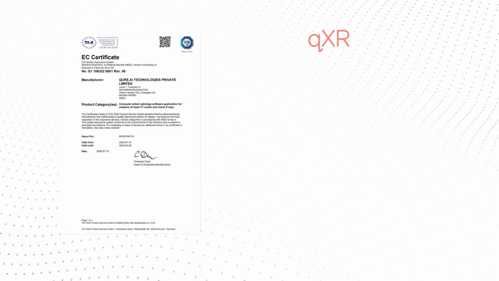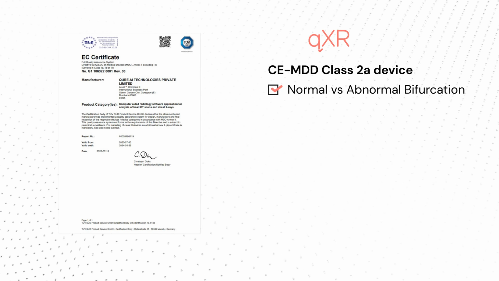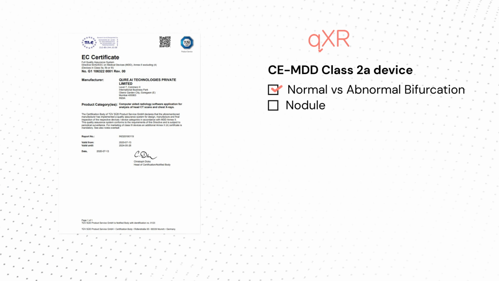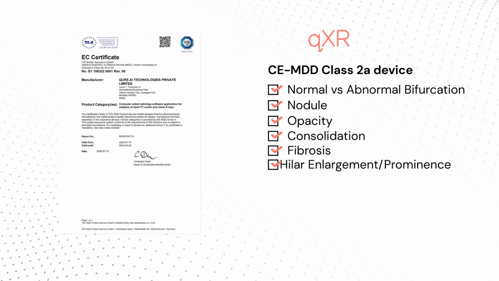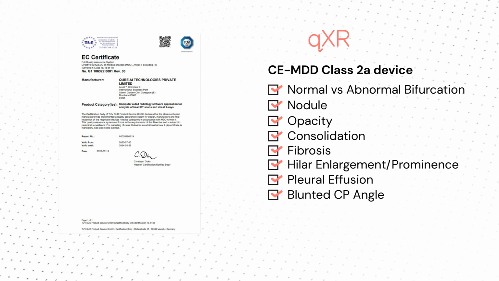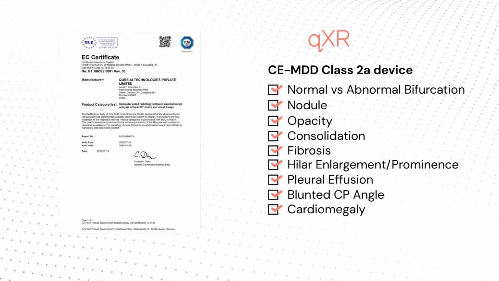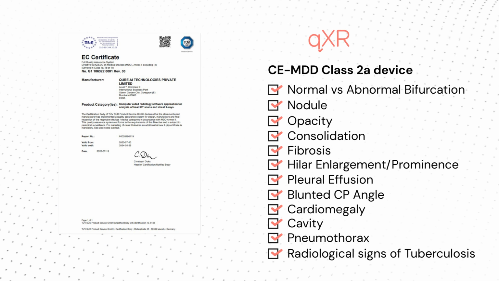qXR is CE certified to detect the below 12 abnormalities: normal versus abnormal bifurcation, nodule, opacity, consolidation, fibrosis, hilar enlargement, prominence, pleural effusion, blunted CP angle, cardiomegaly, cavity, pneumothorax, radiological signs of tuberculosis.